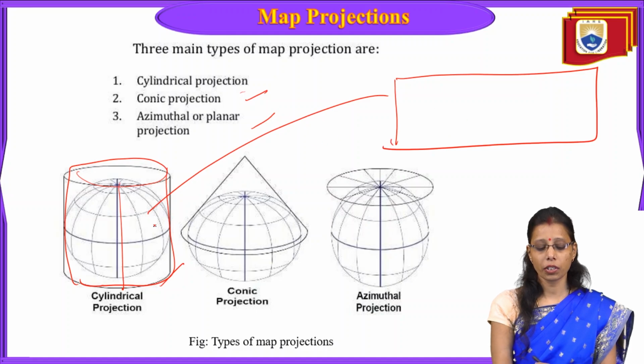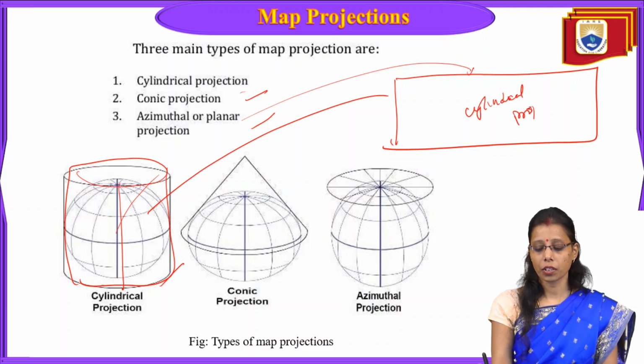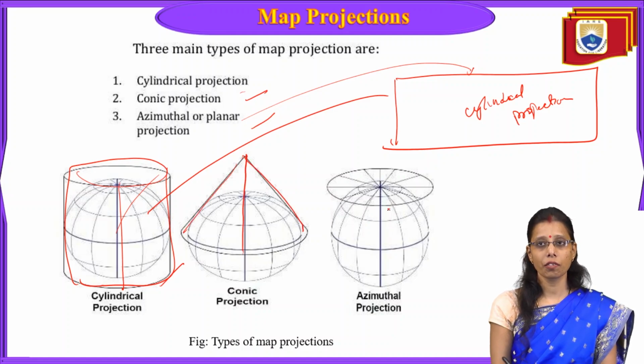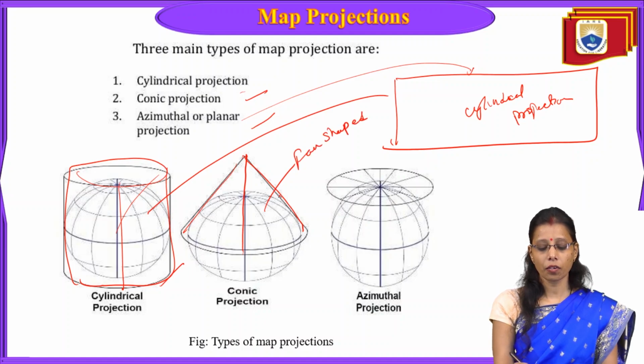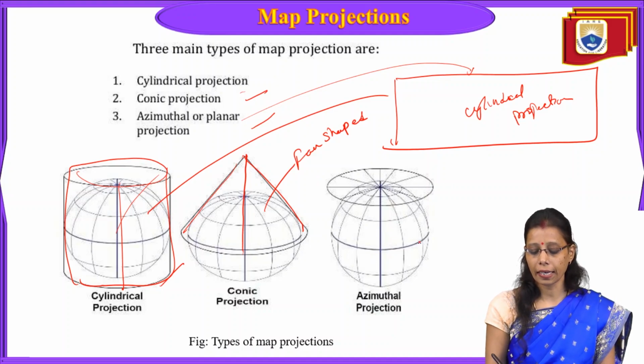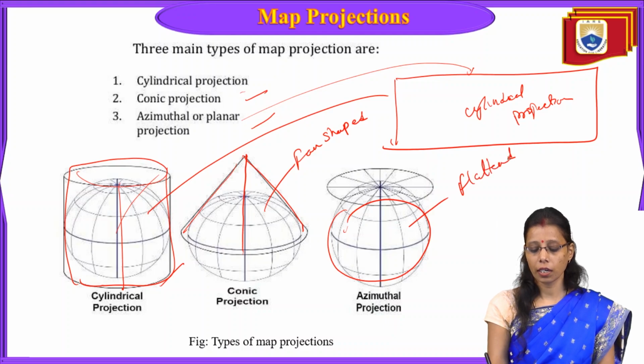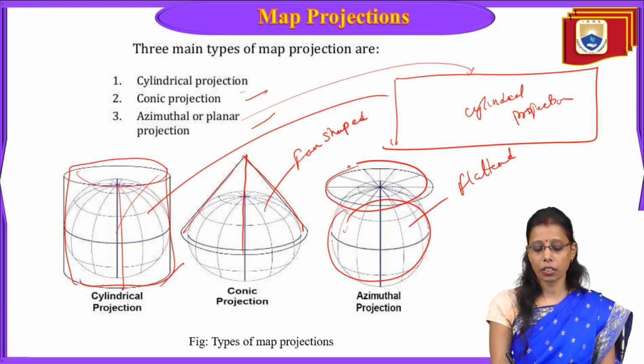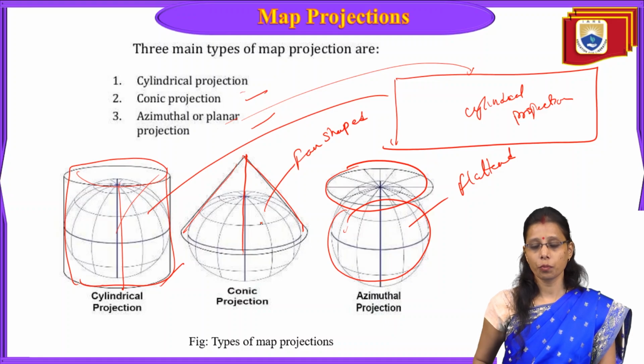This is how the total globe will be projected in the cylindrical projection. Later, if you see the conical projection, the cone is kept on the globe. If you cut it open from the center, it will be like a fan shape. That is called conical. Now, azimuthal means you just flatten the entire globe. This type of projection we call planar or azimuthal.